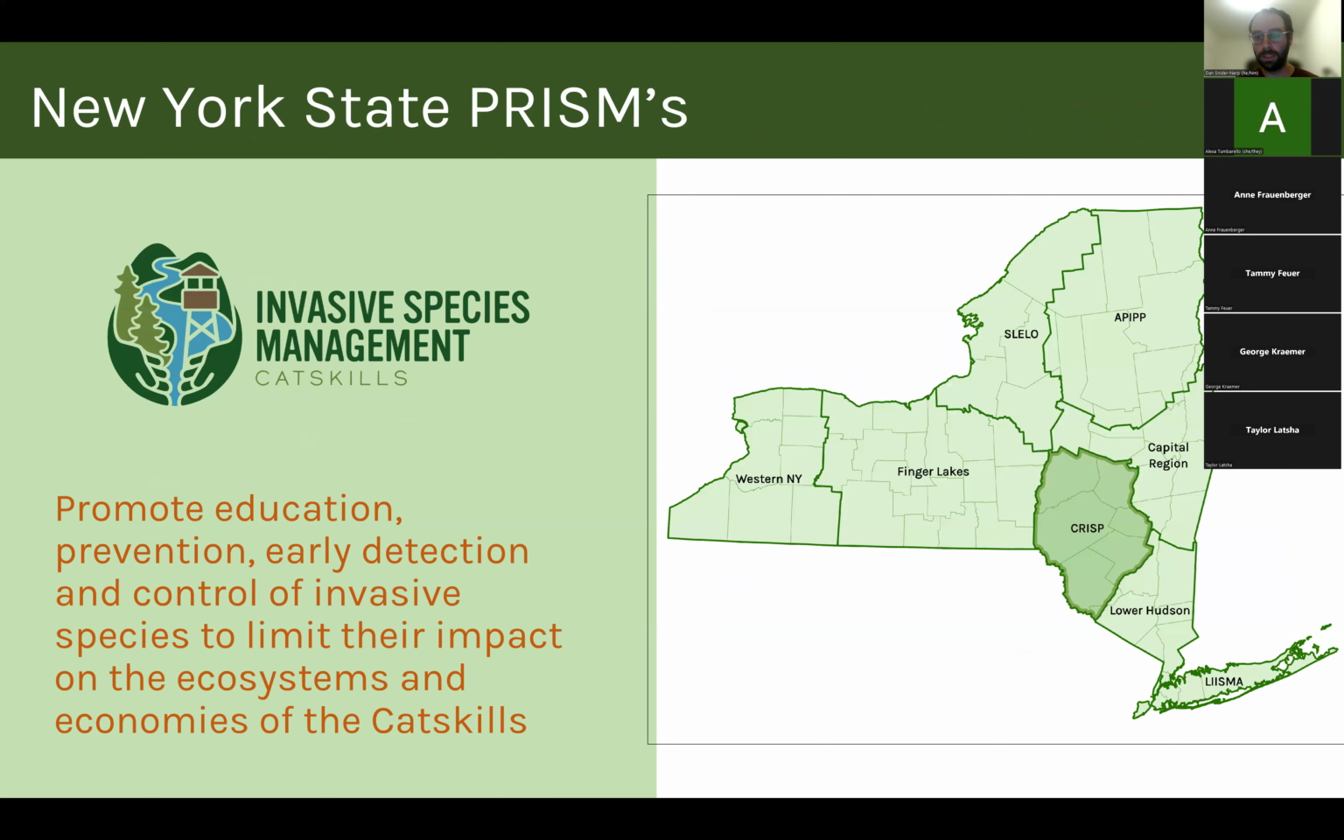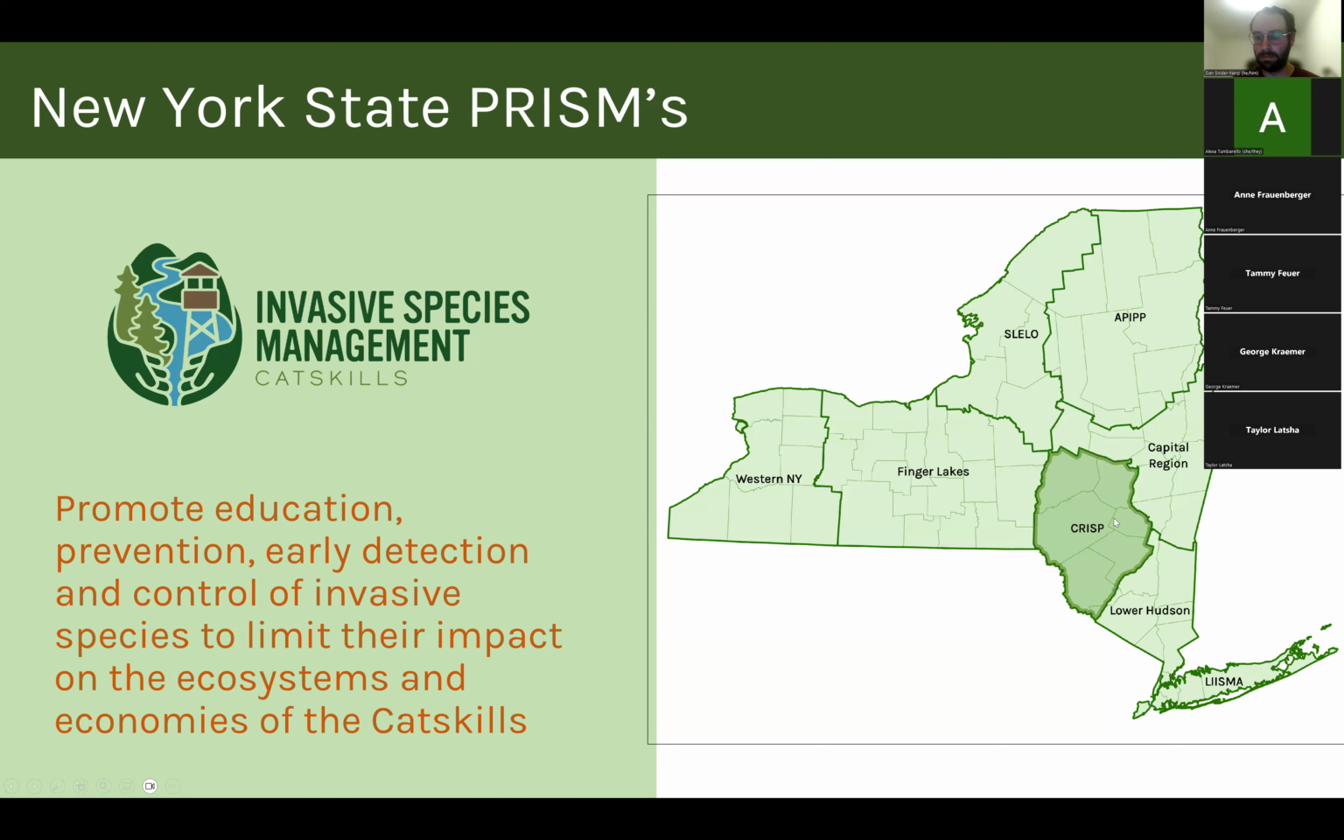So to address new invasive species, New York State funded a series of contiguous, region-focused invasive species partnerships. The map on the right here shows all of the partnerships for regional invasive species management in New York. As you can see, every square foot of the state is covered by one of the PRISMs. And we're focused here in the CRISP region, the Greater Catskills area. It's about 3.2, 3.3 million acres. Some PRISMs are smaller, some PRISMs are larger.